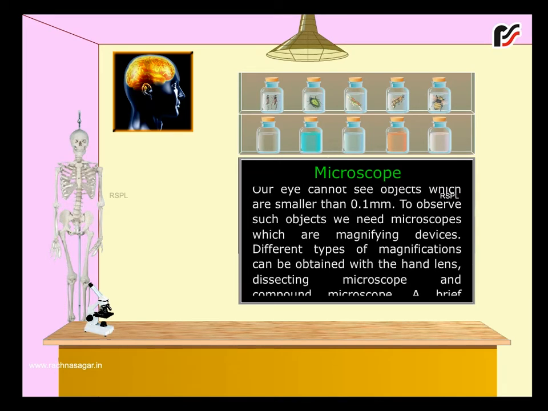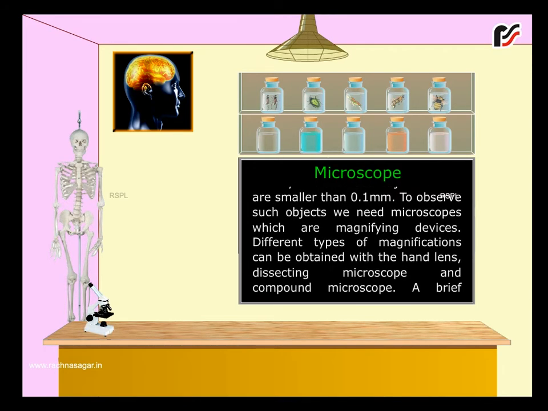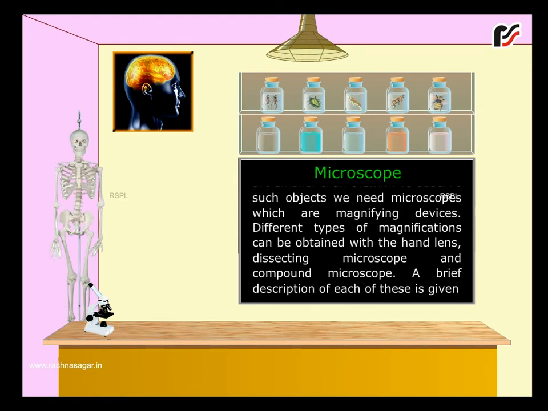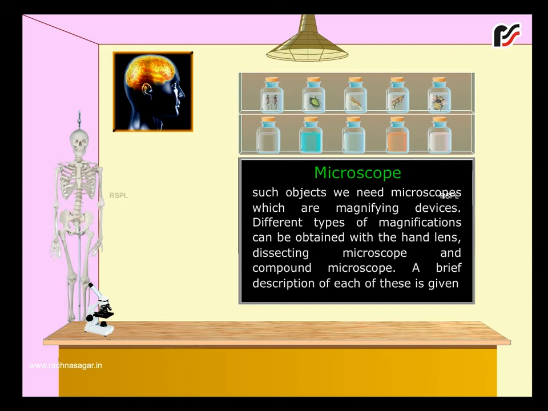Different types of magnifications can be obtained with the hand lens, dissecting microscope, and compound microscope. A brief description of each of these is given.